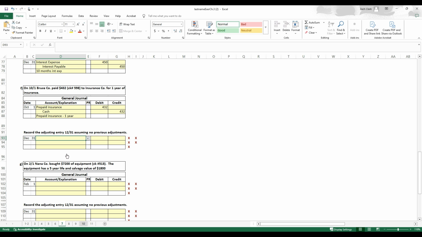So we need to record 3 months of insurance expense and reduce our prepaid insurance asset balance down by 3 months, basically, right? So let's take our total, divide that by 12 to give us a per month amount, and then just times that by 3. And so 3 months used up, and then 9 months remain. 3 months insurance expense.